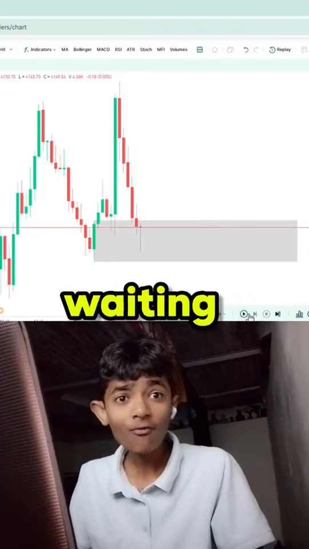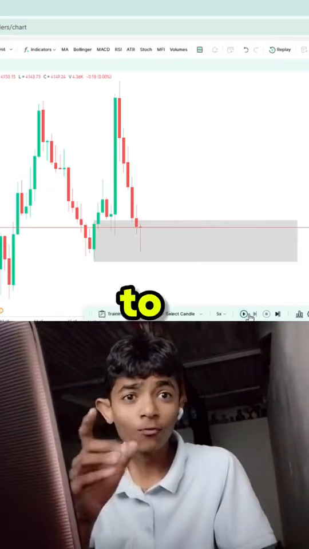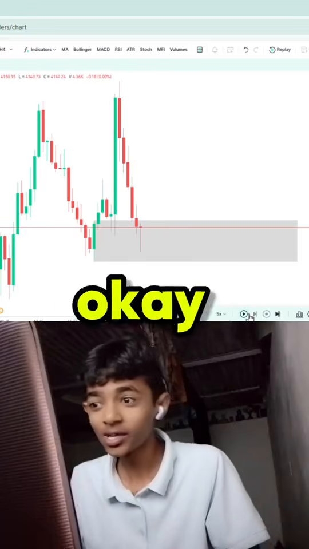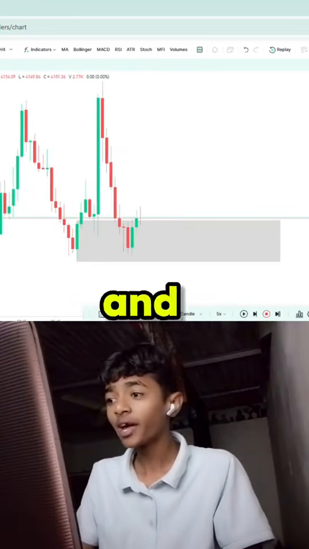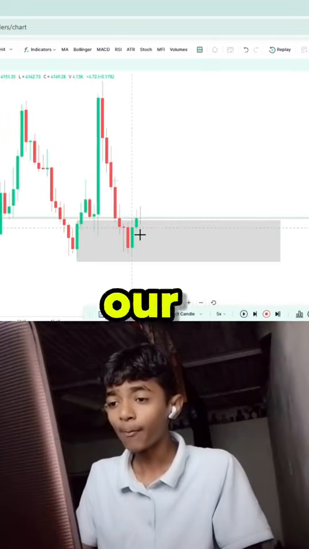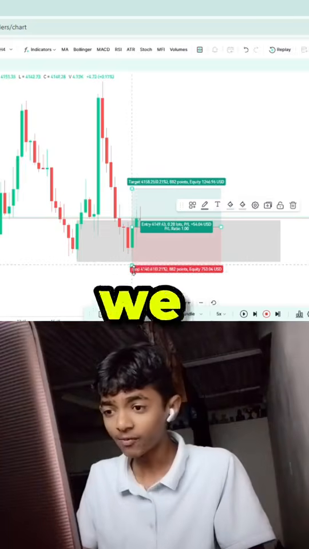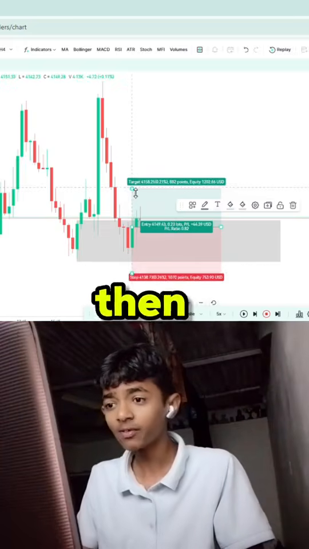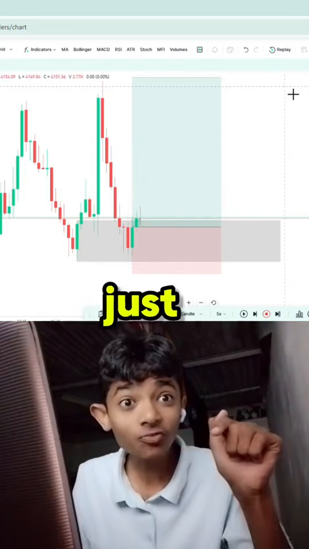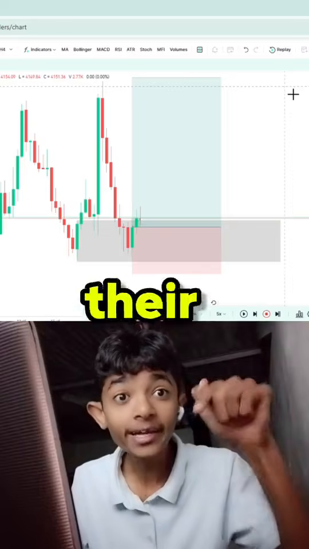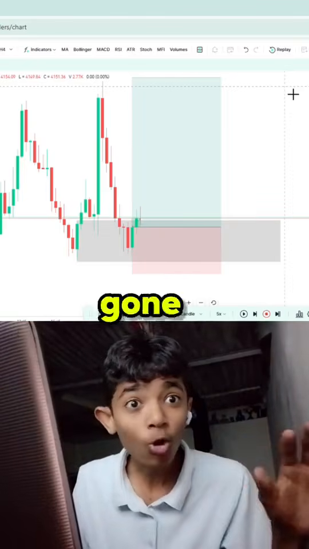Now, we are waiting for a bullish candle to be formed. Not we, retailers. Now, we are waiting for a bullish candle to form. So, the bullish candle formed and now we will set our buy entry here, and then we will set our stop loss, and then we will set our target. And now the retailers are just waiting for their stop loss and their hard-earned money to be gone.